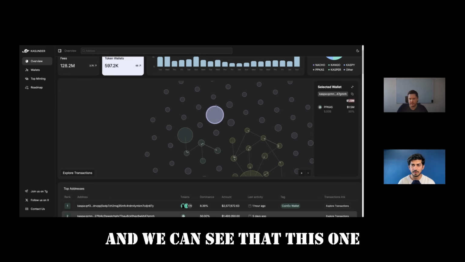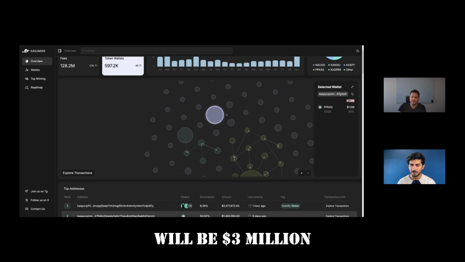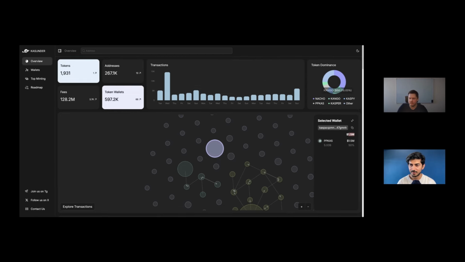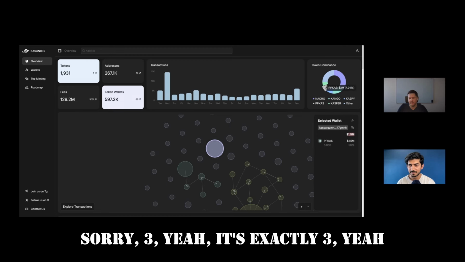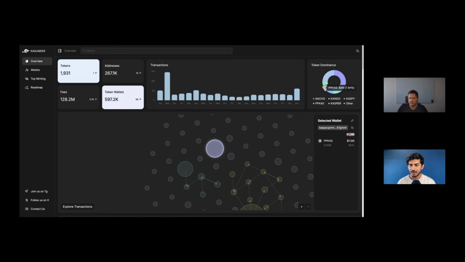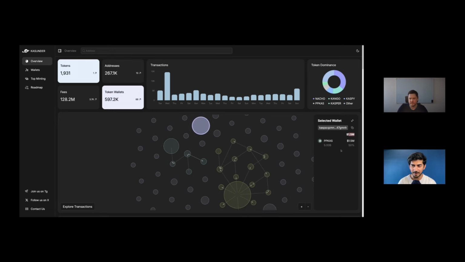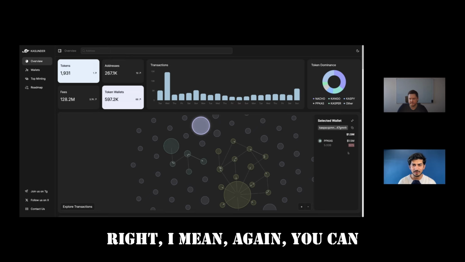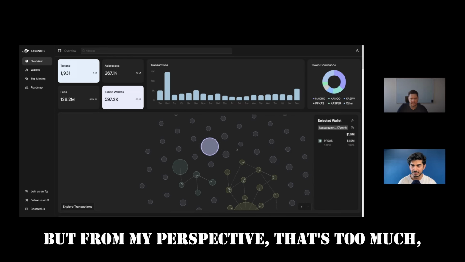And we can see that this wallet... So the market cap for the entire token would be $3 million. Yeah, it's around 3 million. Yeah, 3 and 7. Right. So roughly around 50%. Sorry, 3. Yeah, it's exactly 3. So 50% of the allocation is sitting in the wallet, right? I mean, yes. Again, you can infer that any way you like, but from my perspective, that's too much.